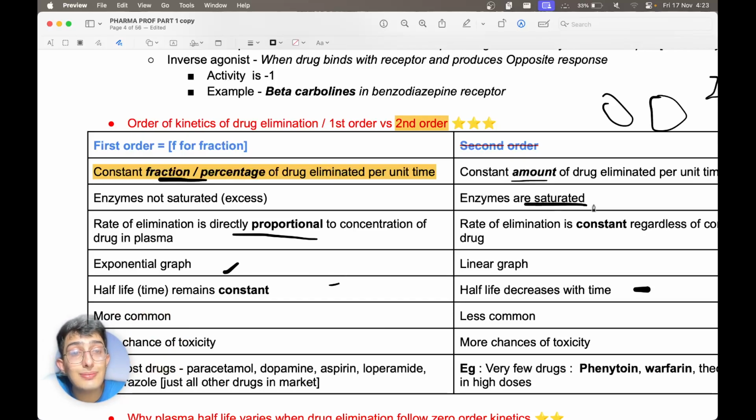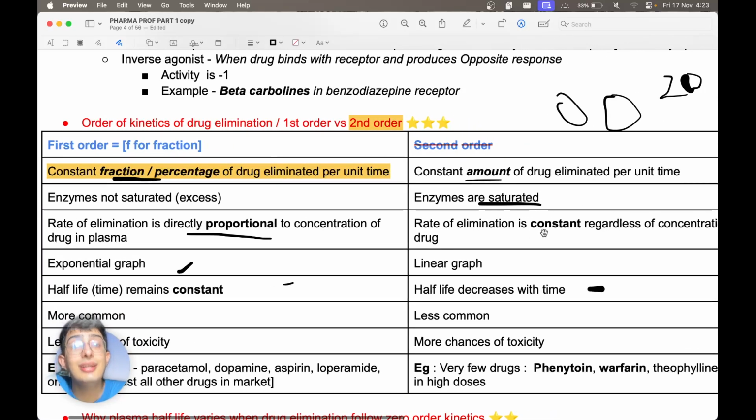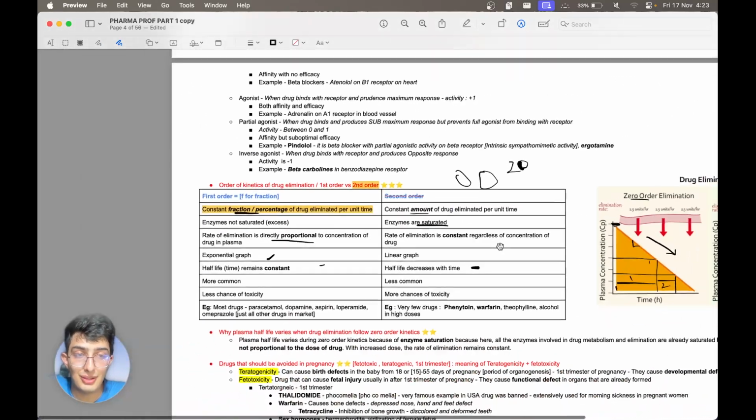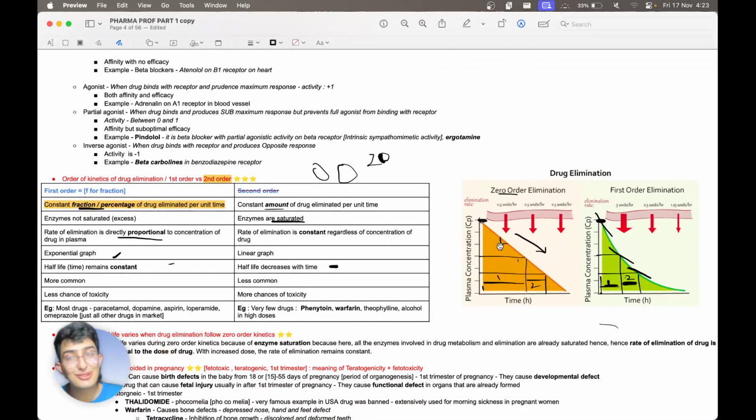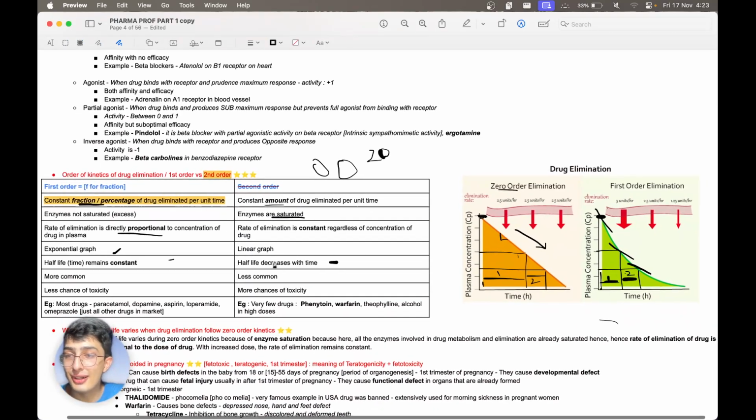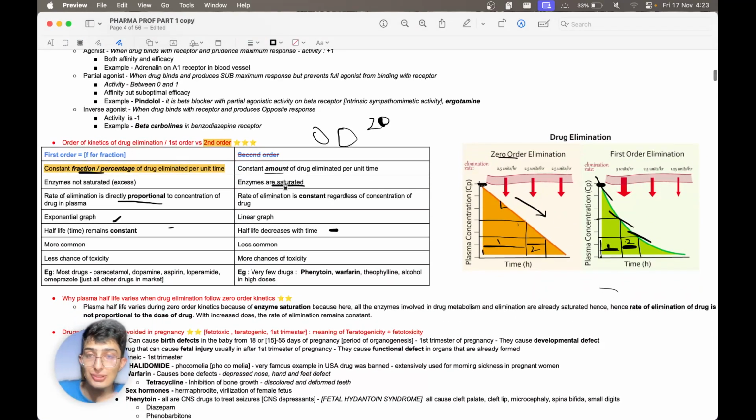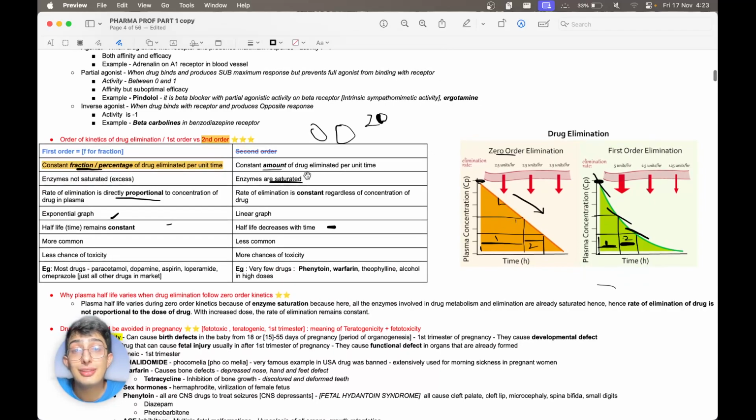So enzyme saturation is the actual reason why in zero order kinetics the rate of elimination is constant. This is all that you need to know. I tried my best to explain zero order and first order kinetics, right? Now, this is a very important question. They might ask you about this. This is a very fundamental and basic concept in pharmacology, right? You should know, you should understand this. I'm including myself, a lot of students have difficulty understanding. Hopefully this video was useful.